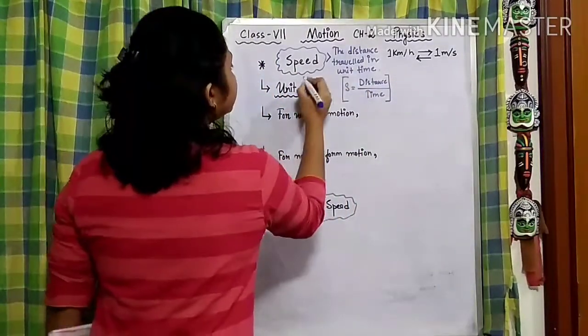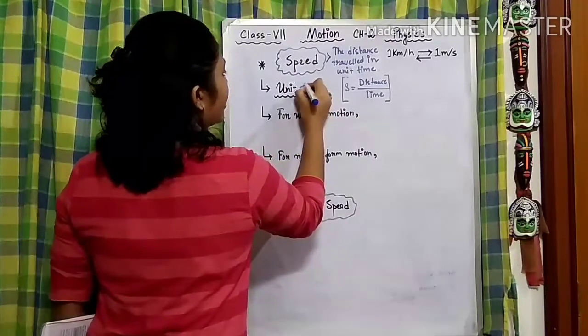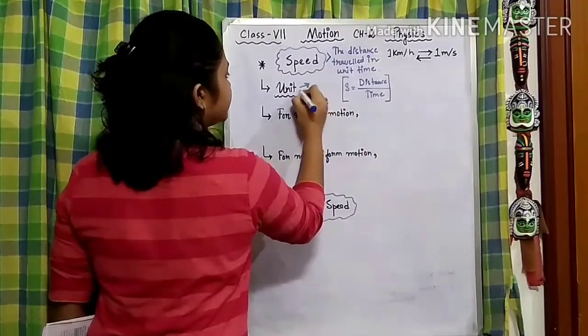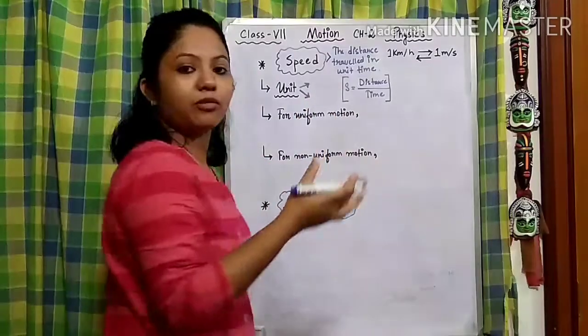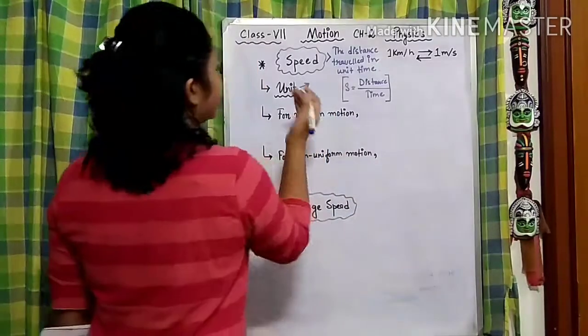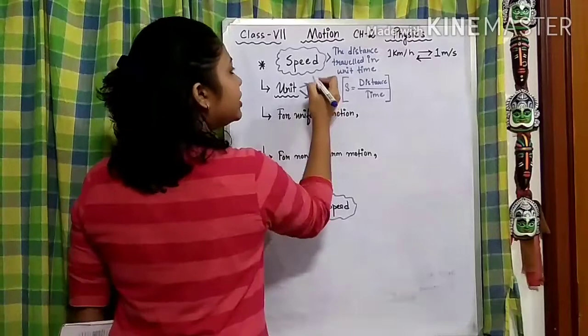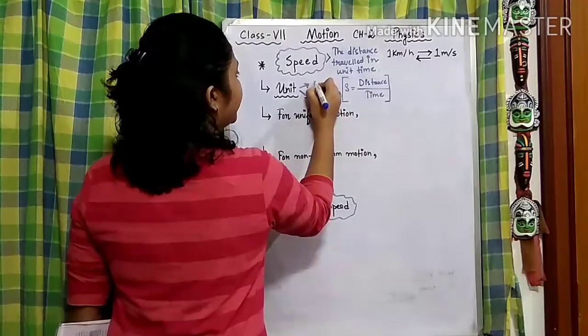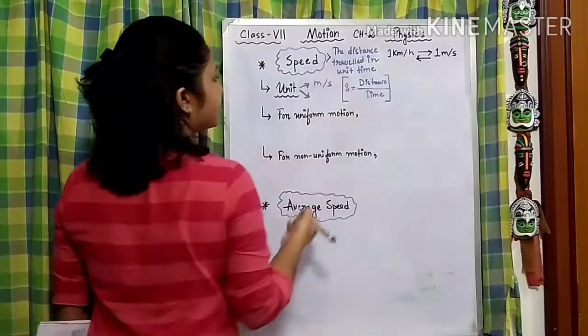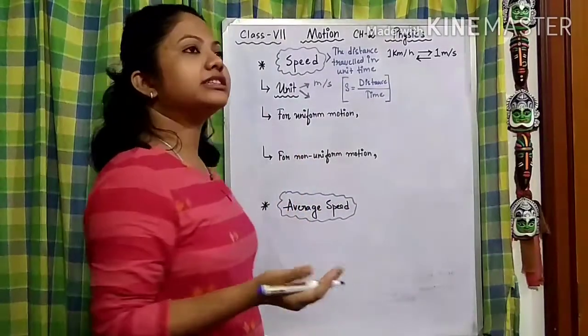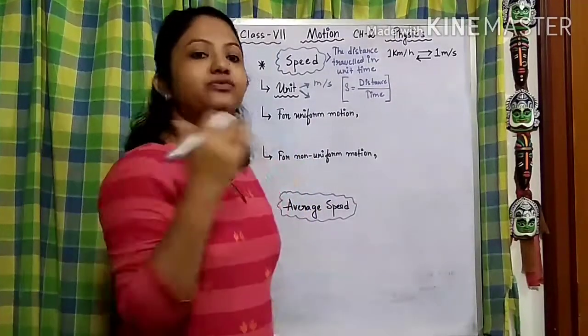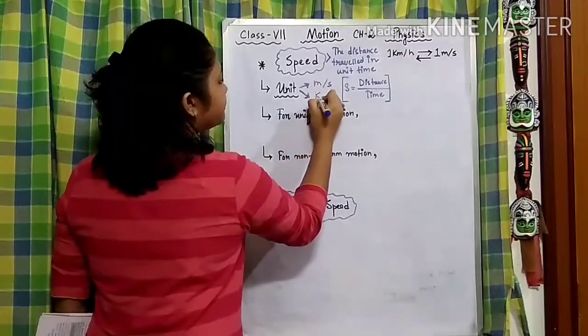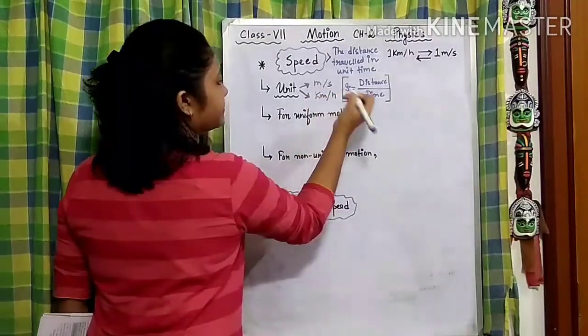Now what are the units of it? If we are going to measure them, we have to measure them by using some of the physical quantities. So what is the unit? First, the SI unit, we know that is meter per second. And for the cases of larger distances, we use kilometer per hour.